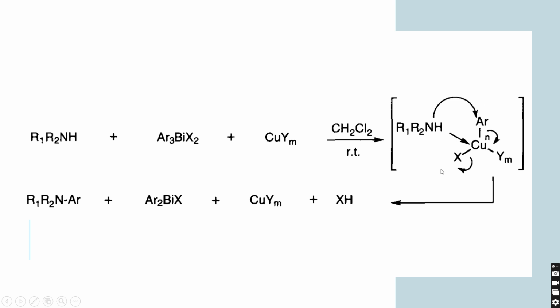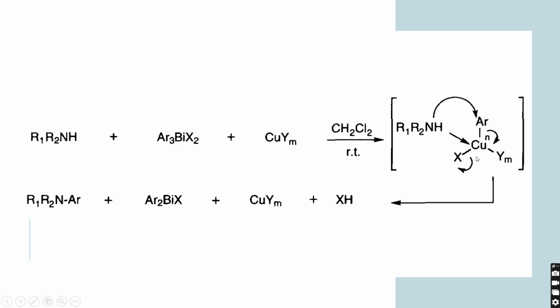After this transition state formation, you can see that the lone pair present on the nitrogen can attack at the aryl group which was coming from the bismuth center, and it can lead to the breakage of this aryl copper bond which formed by transmetallation. So after the breakage of this copper aryl bond, you can now see that this aryl group has been transferred to our amine. And this Ar2BX was already eliminated after the oxidative addition and transmetallation, and the catalyst is regenerated at the end of your reaction.